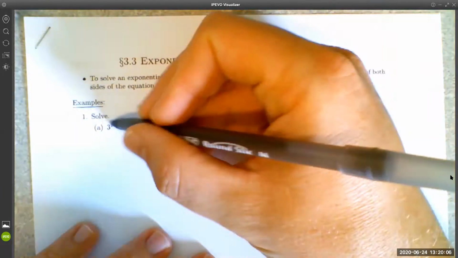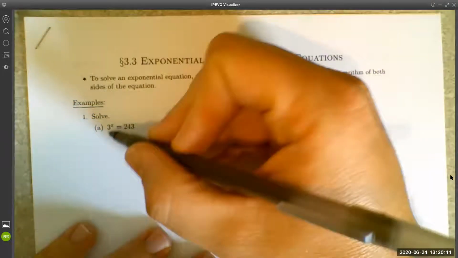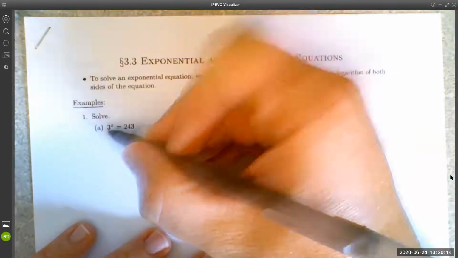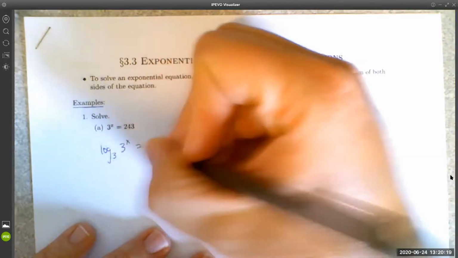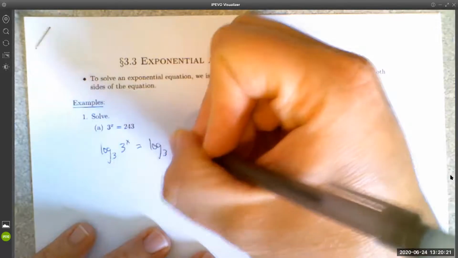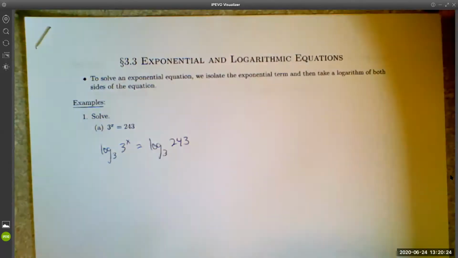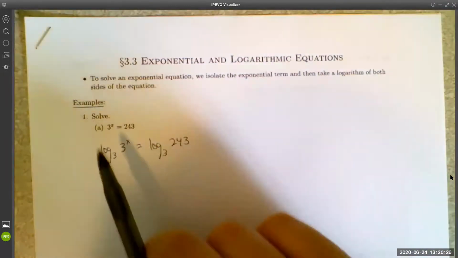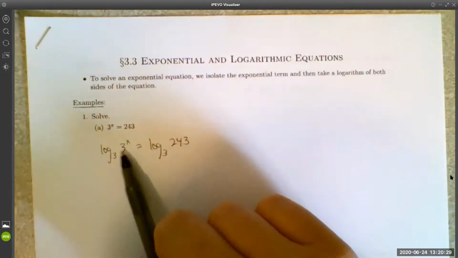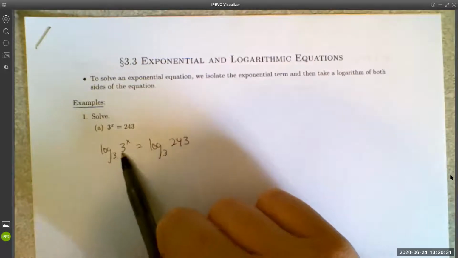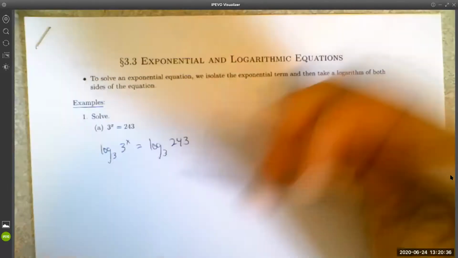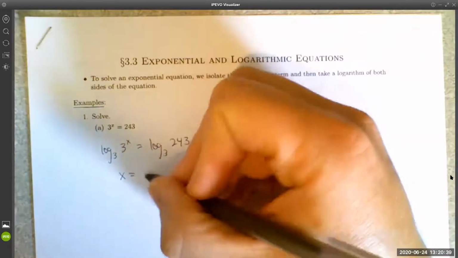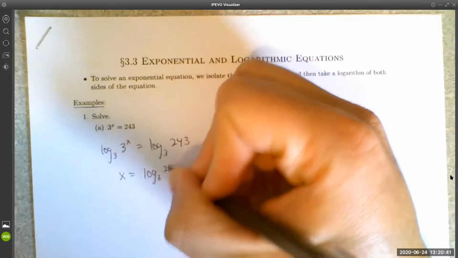The exponential term is already isolated, so we're ready to take a logarithm. And the logarithm that you want to take is the logarithm whose base matches the base that you're given. So in this case, I want log base 3 of 3 to the x equals log base 3 of 243. And now we have that property of logarithms that said log base something of the same number, when the base and the argument match, then those things just cancel off and they leave you with the exponent, right? So we get x equals log base 3 of 243, whatever that is, right?